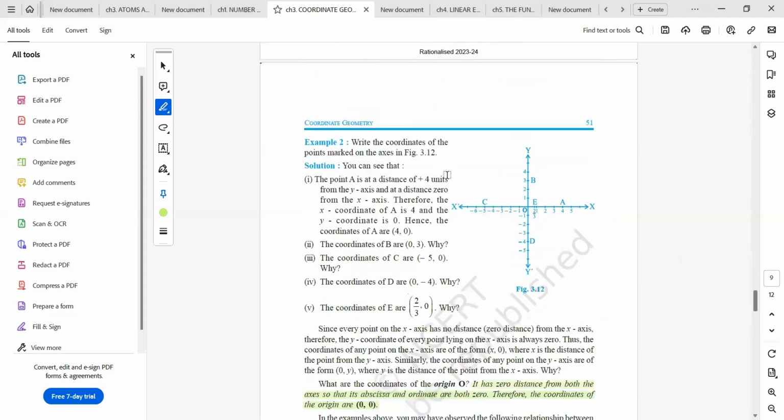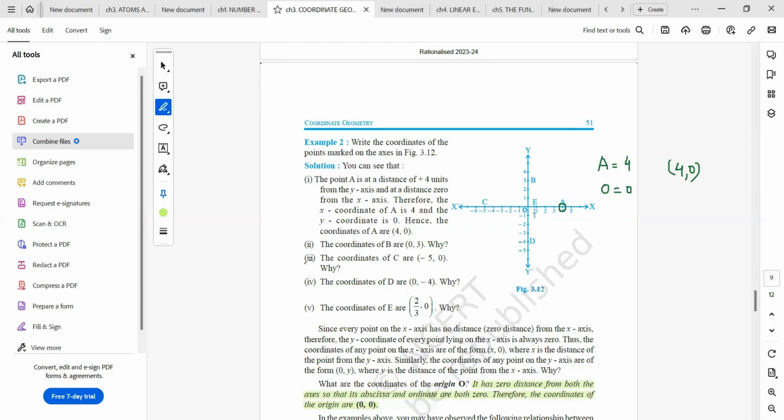So here also same thing, points marked like point A, B, C, and D. Let us do for point A. For point A, abscissa is 4 and ordinate is 0. So the coordinates are 4, 0. And if it is 4, 0, that means it will lie on the x-axis only because it has not traveled any distance on the y-axis.